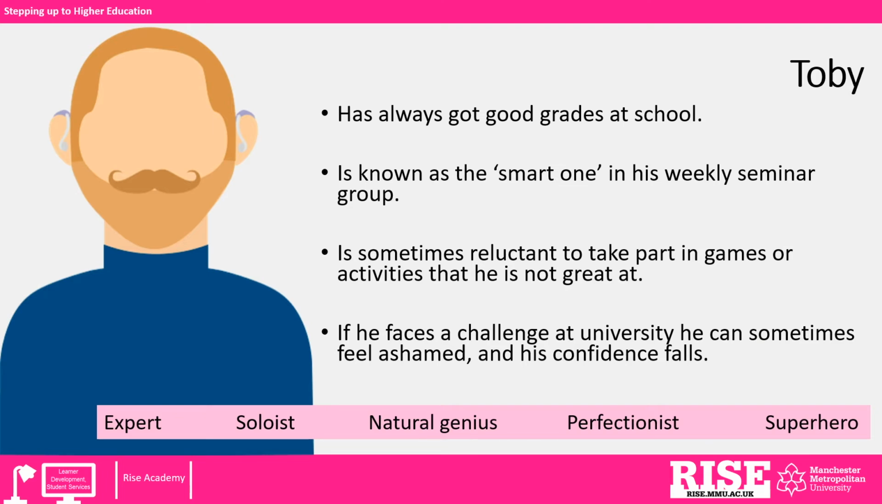This is Toby. He has always got good grades in school. He is known as the smart one in his weekly seminar group. He is sometimes reluctant to take part in games or activities that he is not great at. If he faces a challenge at university, Toby can sometimes feel ashamed and his confidence falls. Again, consider if Toby is an expert, soloist, natural genius, perfectionist, or superhero. Press pause whilst you consider this and press play when you're ready to continue.